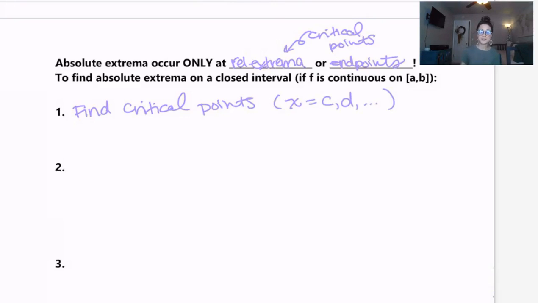Okay, and then step 2 is actually going to be to make not a number line, but a table. So, and our table is going to look like this.